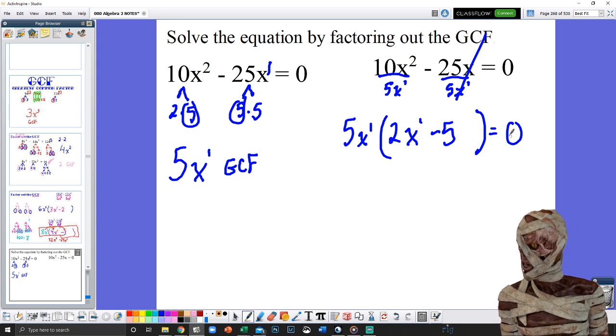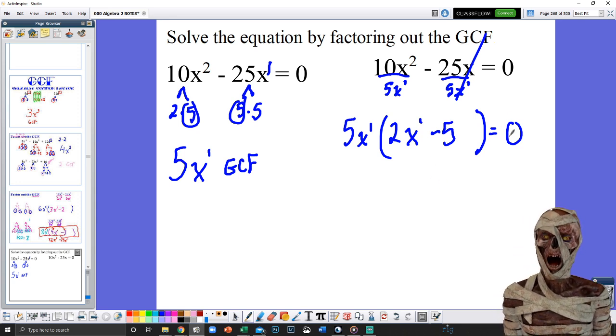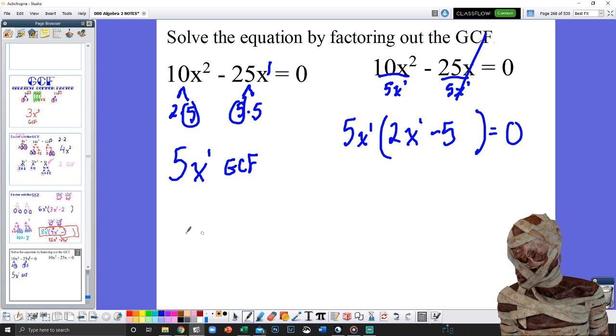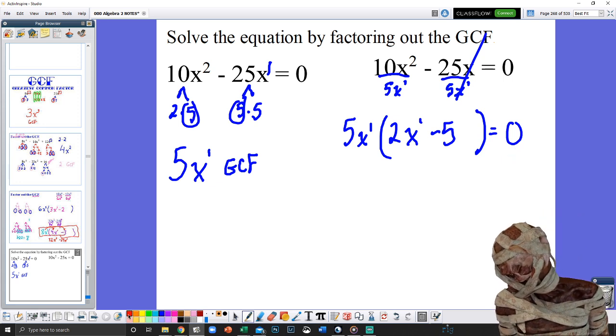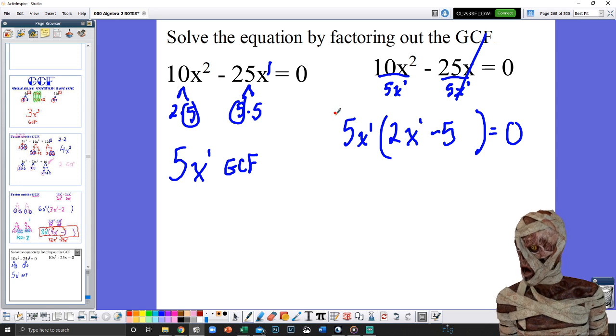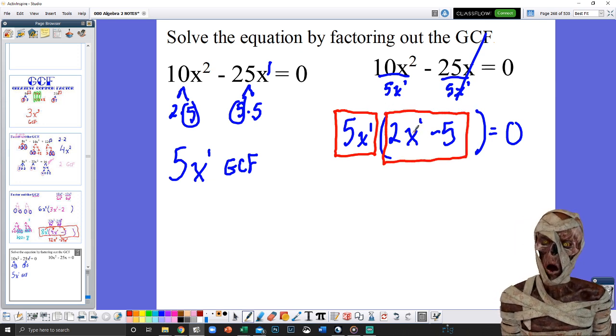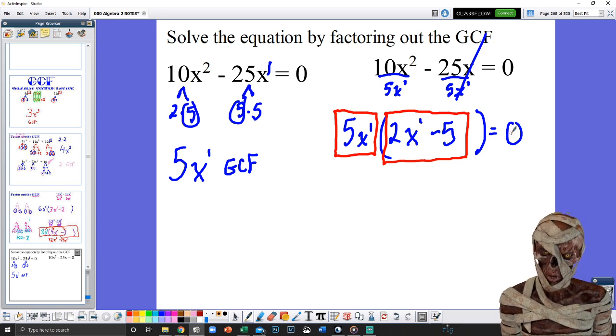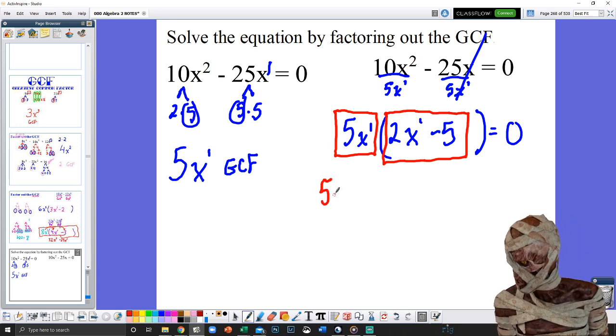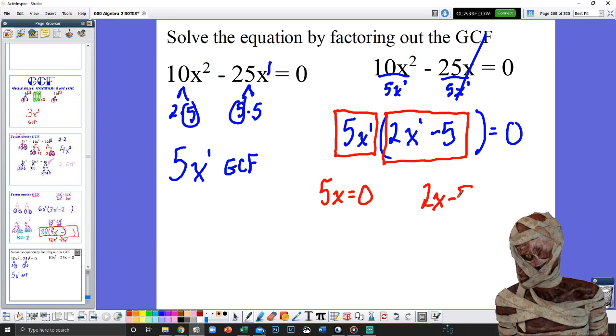Now, this says we're solving. So the difference here is that we have equals 0. Now, you remember from way back, not too long ago, that we played kind of like Wheel of Fortune, where the thing here and the thing here were like the boxes in Wheel of Fortune, and we know that each of those could equal 0, so that the whole answer equaled 0. So I'm going to set the 5x to the first power equal to 0, and then I'm going to set the other box equal to 0, 2x minus 5 equals 0.